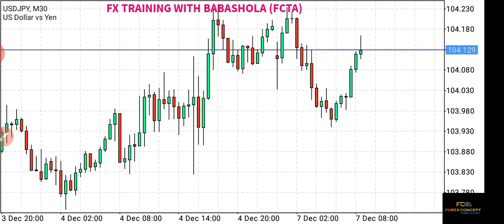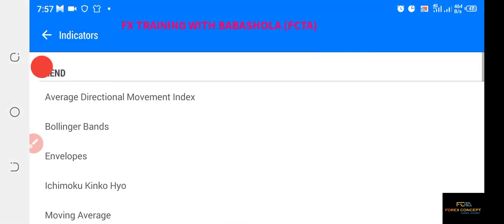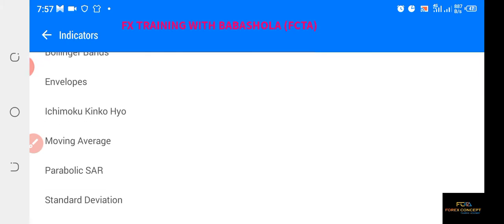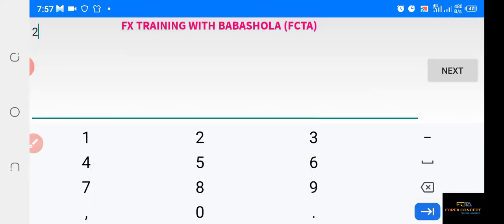If you want to plot your moving average, just tap the screen, then click on this F here between the dollar and these shapes. Click on the F, then you see trend, then you see moving average here. Just click on the moving average, then you set your period, the first one will be 25. Let me do it slanted so that you see your period is 25, the shift is 0, the method is exponential. You can see simple, exponential, smooth, and linear. We just click on exponential, then apply to the close.